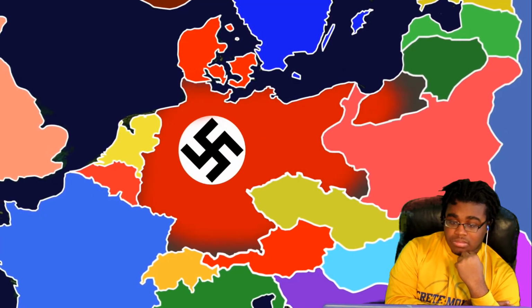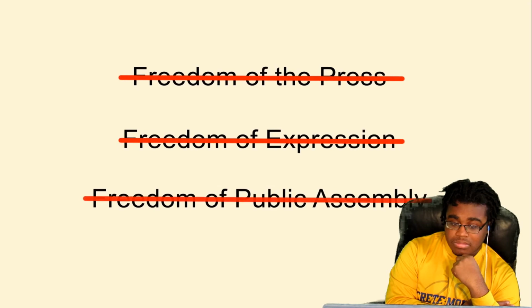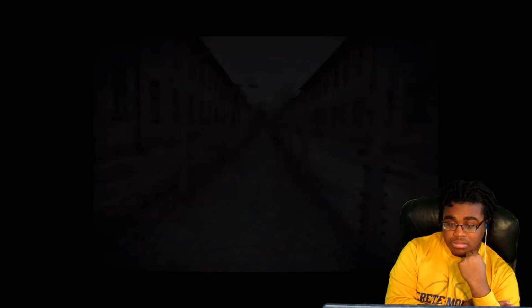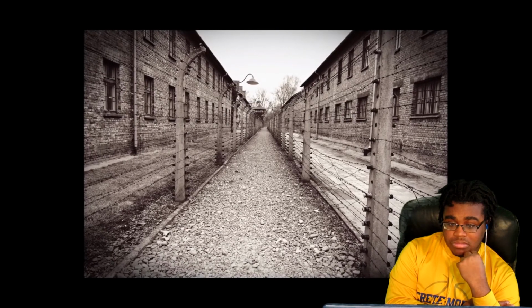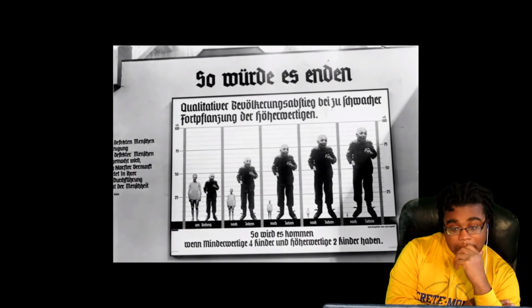Life in Germany changed violently. Freedom of the press, expression, and public assembly were suspended. Jews were initially branded and their businesses boycotted, and eventually Hitler would go on to have 6 million Jewish men, women, and children killed in concentration camps. Hundreds of thousands of people were forced into sterilization for physical and mental imperfections.